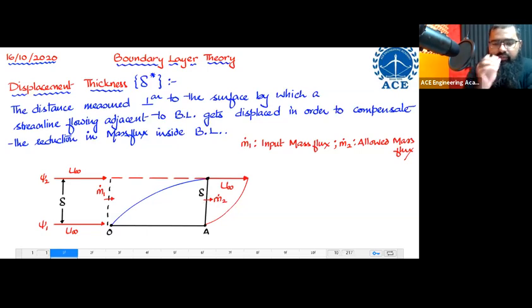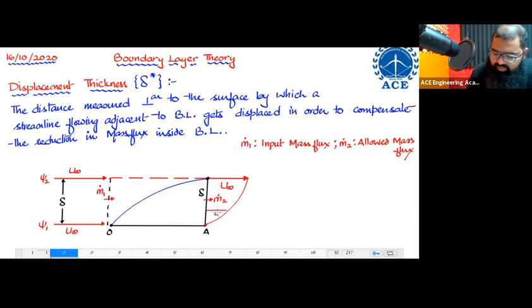Now, my question to you is, don't type in the answer. Think logically and answer this. What can you say regarding m dot 1 and m dot 2? Are they going to be equal or is one going to be greater than the other? The answer is, you see, m dot 1 from top to bottom is having a velocity which is equal to u infinity. Whereas m dot 2 is having a velocity 0.